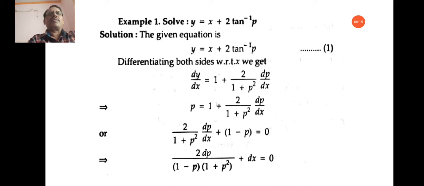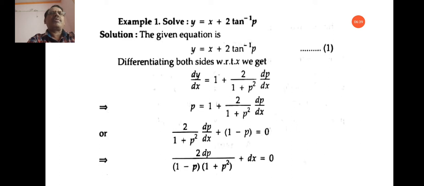Differentiate the equation both sides with respect to x. With respect to x, we get dy by dx is equal to, differentiation of x is 1, plus 2 times the differentiation of tan inverse of p, which is 1 by 1 plus p square into dp by dx.